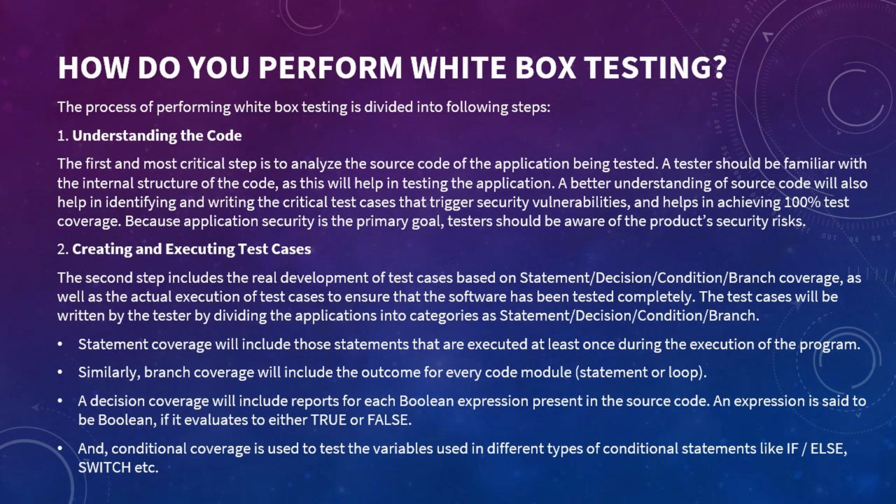Similarly, branch coverage will include the outcome for every code module. A decision coverage will include report for each boolean expression present in the source code. An expression is said to be boolean if it evaluates to either true or false. And conditional coverage is used to test the variables used in different types of conditional statements like if, else, switch, etc.